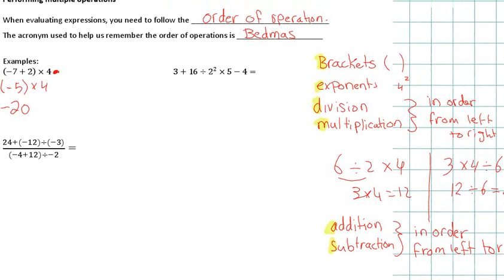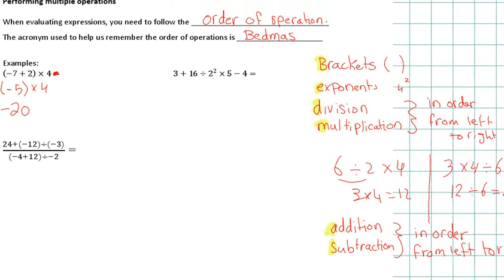Not now. Okay, so let's look into the next equation. So I have 3 plus 16 divided by 2 squared times 5 minus 4. Where do I start? Exponents. I don't have any brackets, so I can forget about that. I have to go to the exponent. So first thing that I want to do is change that into, what's 2 squared? 4. So 2 squared is 4.